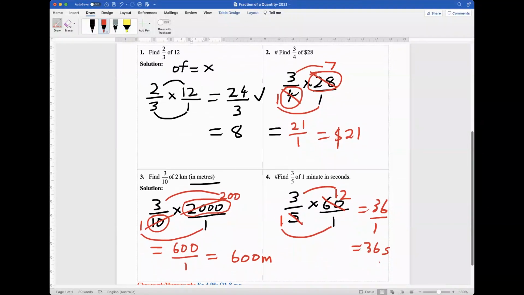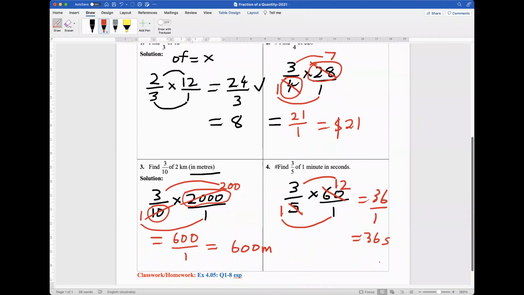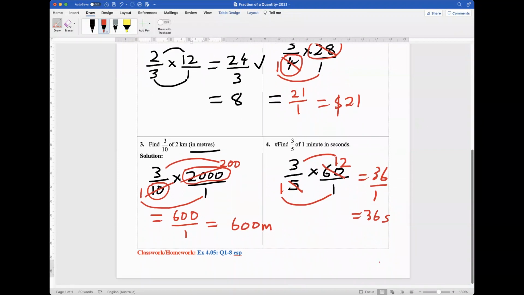Okay, so copy all of that down into your book, and then you're going to do exercise 405, question 1 to 8, every second problem.